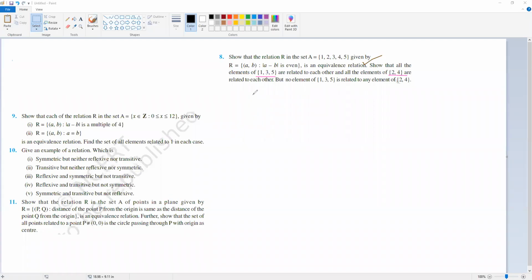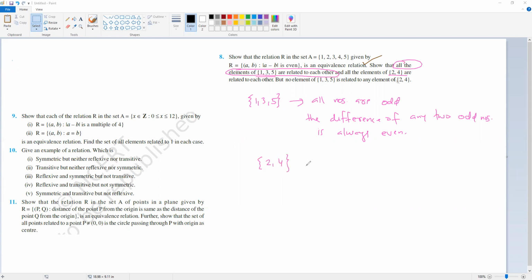So set 1, 3, 5: all the numbers are odd. Right? So the difference of any two odd numbers is always even. So you conclude that all the elements of 1, 3, 5 are related to each other. Okay. Similarly, 2, 4.